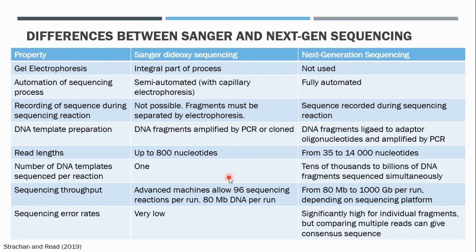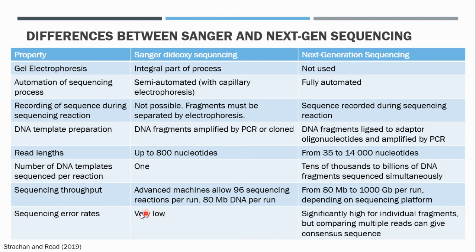The throughput for Sanger sequencing is approximately 96 sequencing reactions per run. If we remember that capillary electrophoresis reaction and we looked at that plate, you can have a maximum of approximately 96 reactions that occur per run. So in one run, approximately 80 megabases of DNA can be sequenced. However, during next-gen sequencing, approximately 80 megabases to 1,000 gigabases can be sequenced per run, and that depends on the sequencing platform that is used.